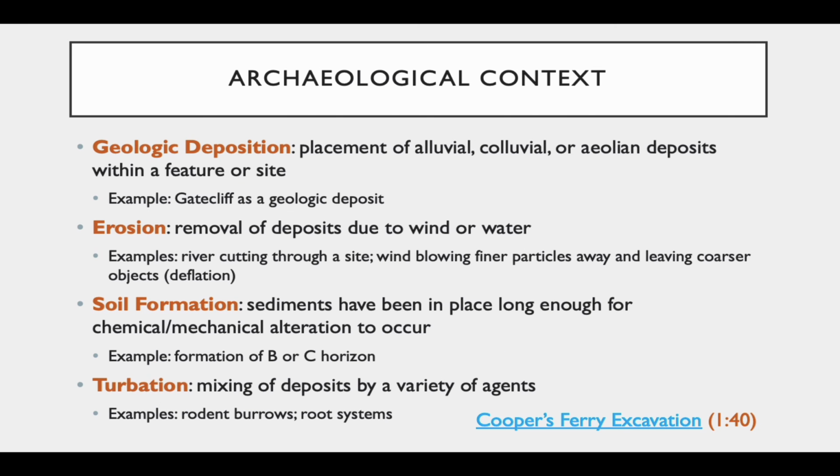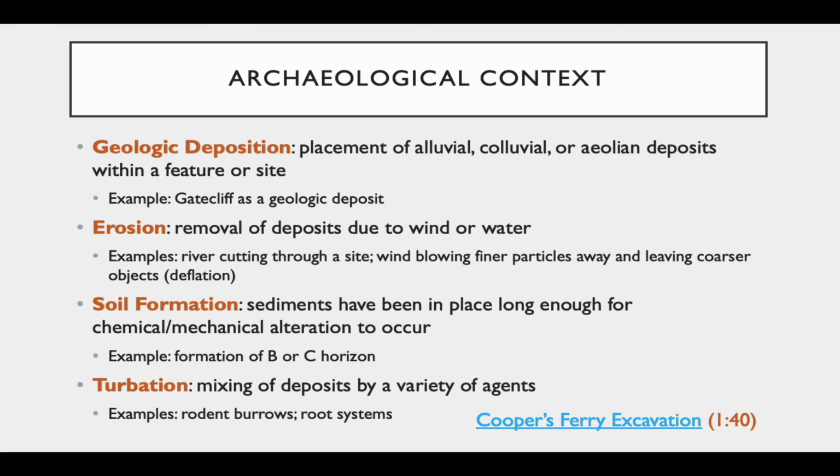Within the archaeological context, then, we have geological deposition, and that is just the placement of what are called alluvial, colluvial, aeolian deposits. Aeolian is air-deposited materials within a feature or a site. Your textbook talks about the Gatecliff site as this sort of geological deposit. Erosion is what occurs when there's the removal of deposits due to wind or water. So for example, a river cutting through a site would take away some of the material and features.